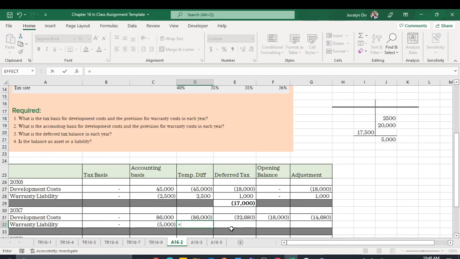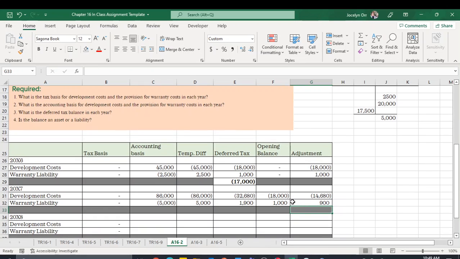That's going to create a temporary difference multiplied by my 0.38 tax rate. I had a previous balance, which means I need an adjustment of $900.